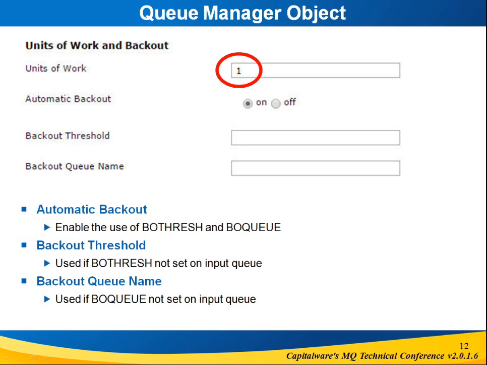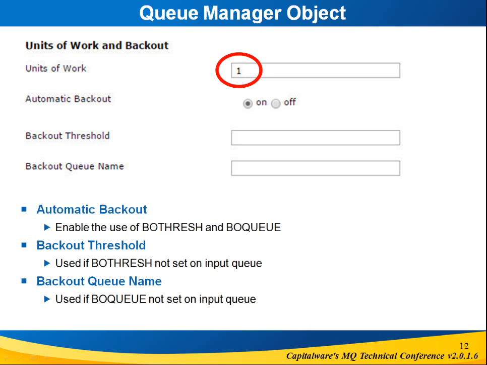Now, the threshold value is equivalent to the BO thresh parameter, which you would normally find on a local queue, to enable the comparison of the backout count in the message descriptor against the backout threshold parameter value. But if you put a value here, let's say 3 for example, this becomes like a fallback value or a default value that will be used if there is no backout threshold specified on the input queue.